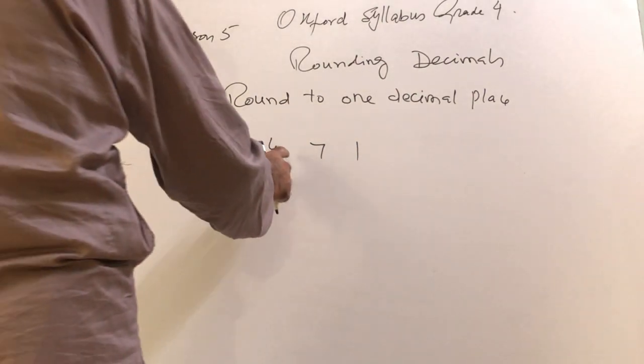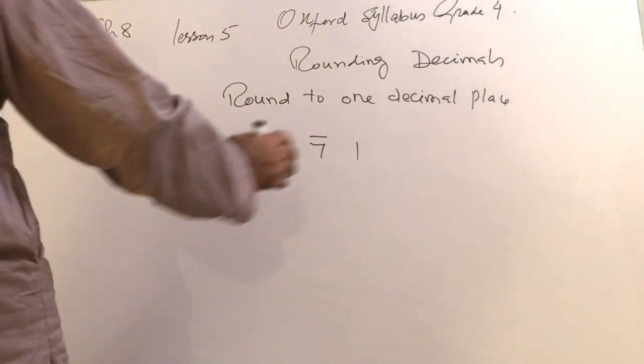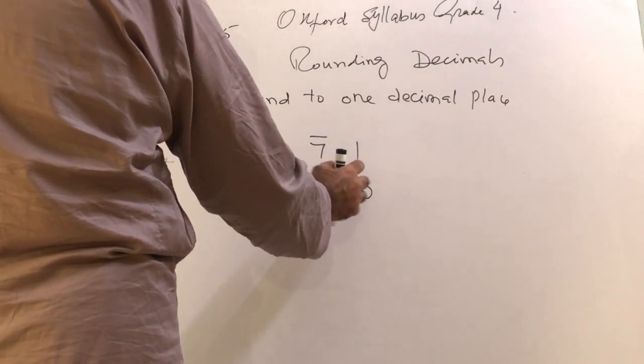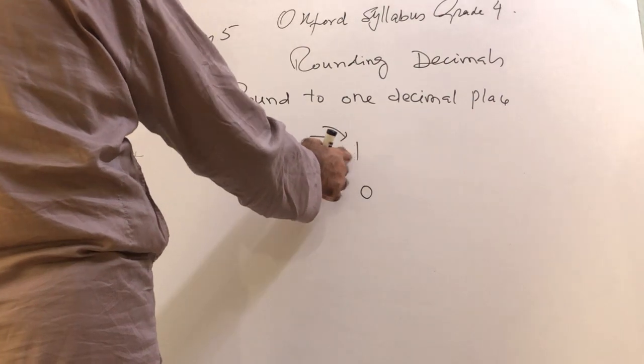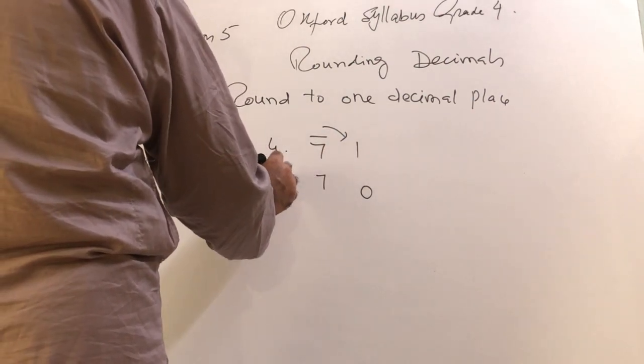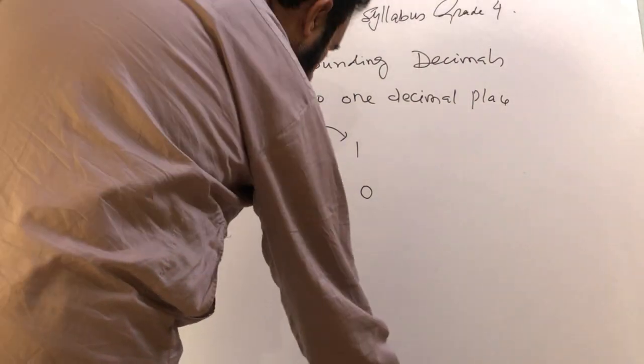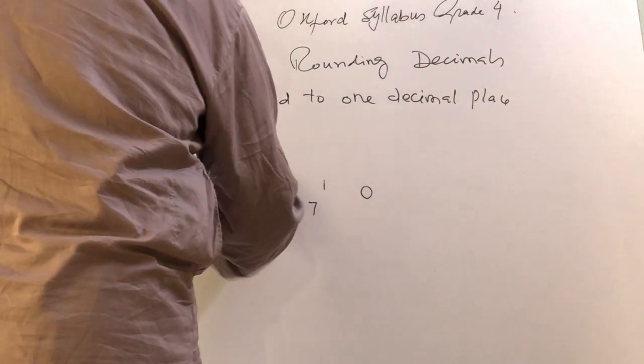One decimal place means on the right side of the decimal we need only this 7. We don't need this, it will be 0. But we see this immediate right neighbor is less than 5, so no change here, it remains the same. 4.70 means 4.7, so the answer is 4.7. Hope you got the point.